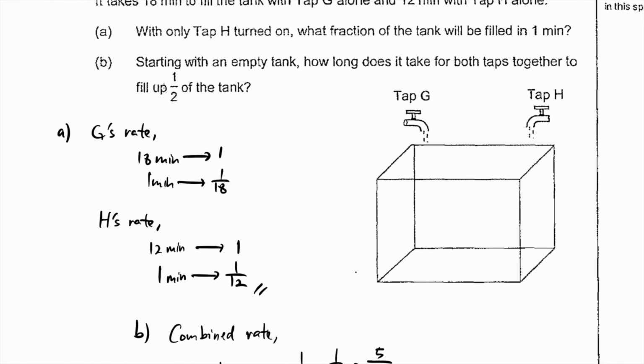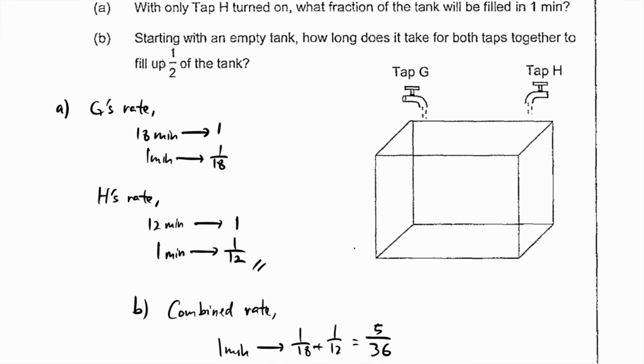So the funny thing here now is, according to this, the capacity is 12 units, whereas previously, the capacity was 18 units. With only H turned on, what fraction will be filled in 1 minute? Hey, that's it, 1/12 every minute, H alone. Starting with an empty tank, how long does it take for both taps to fill only half of the tank?